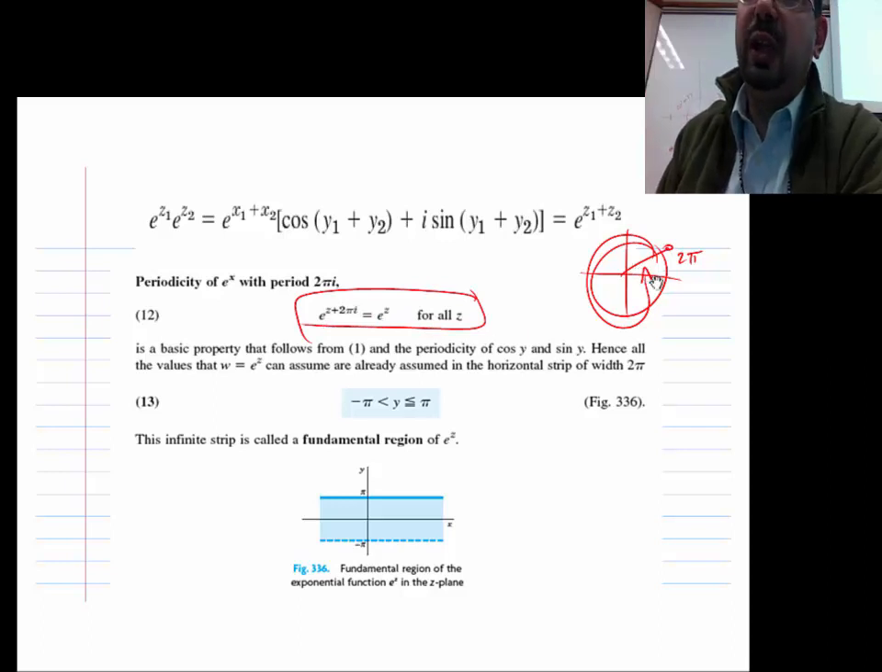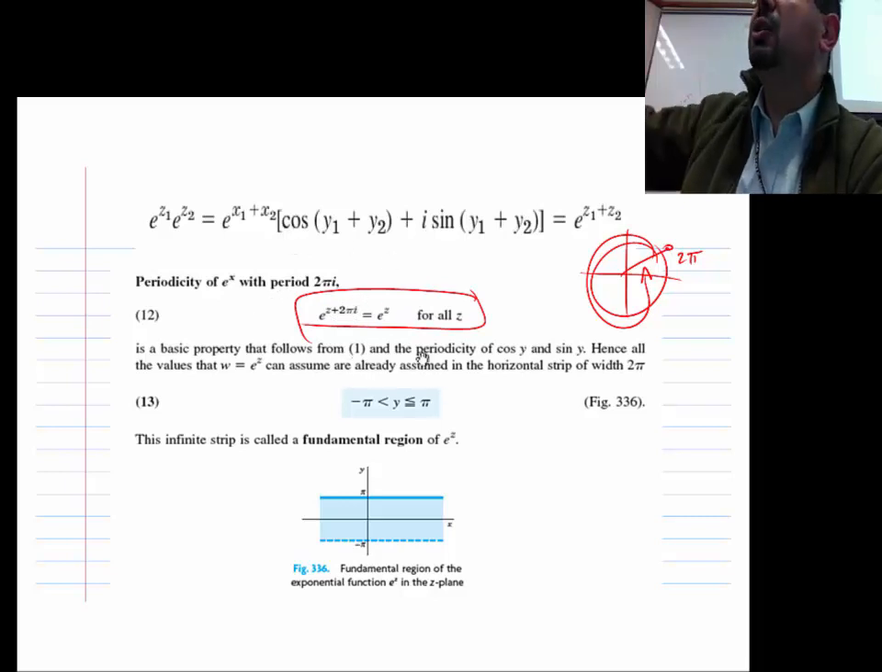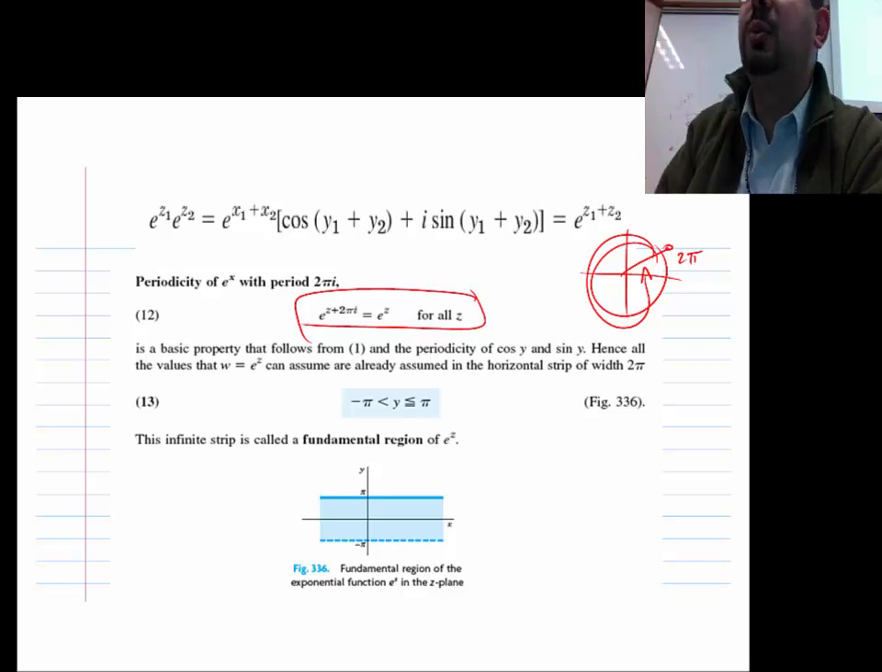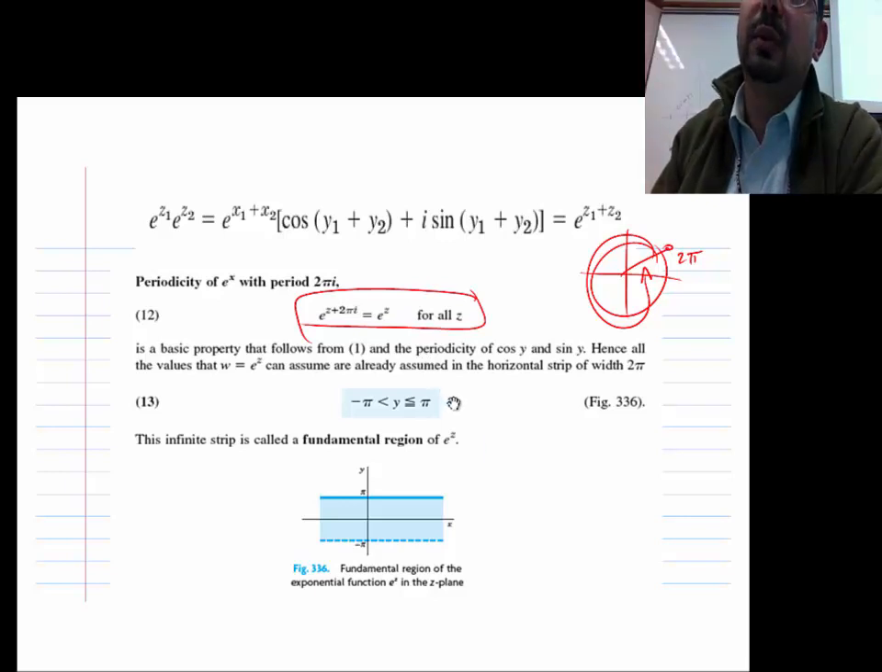Again, he's basically saying that if you have a number e to the power z, it will also be the same as e to the power z plus 2 pi i. Basically, if you keep adding 2 pi i, it will be exactly the same. Adding 2 pi to this keeps the angle rotating one more cycle, and that gives the same number.